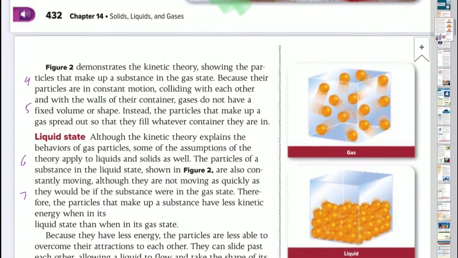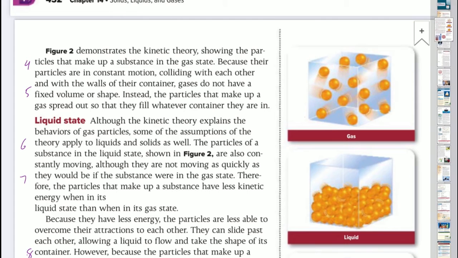Now, figure 2 demonstrates the kinetic theory, showing the particles that make up a substance in the gas state. So we have the gas state right here, and we have these particles that are all going in random directions, like these are going this way, these are going this way, etc. So these gas particles are just moving everywhere. Because the particles are in constant motion, colliding with each other and with the walls of the container, gases do not have a fixed volume or shape. Instead, the particles that make up a gas spread out so they fill the container that they are in.